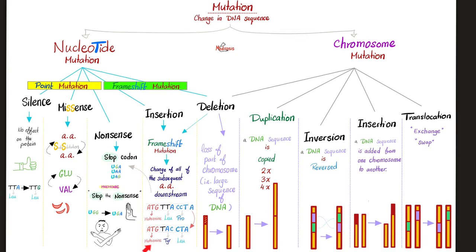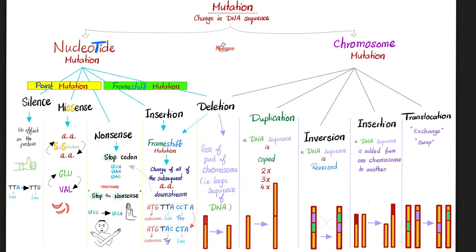ATG will still give you methionine, but instead of having TTA, remember we dropped a T. So now I have T, A, C, which does not code for leucine. It codes for tyrosine. Oops. That's the frame shift because you're shifting the pattern, in this case by one nucleotide.